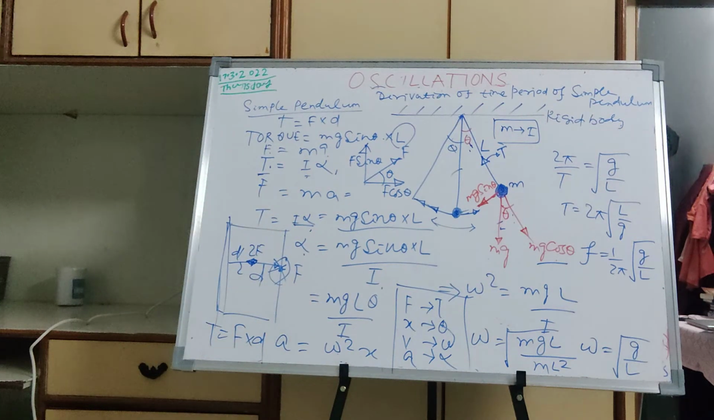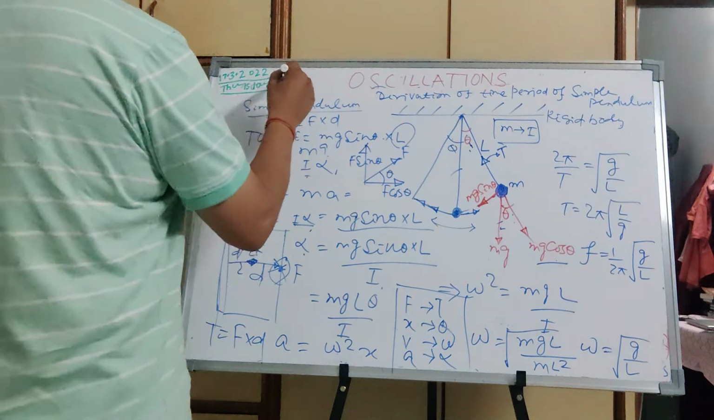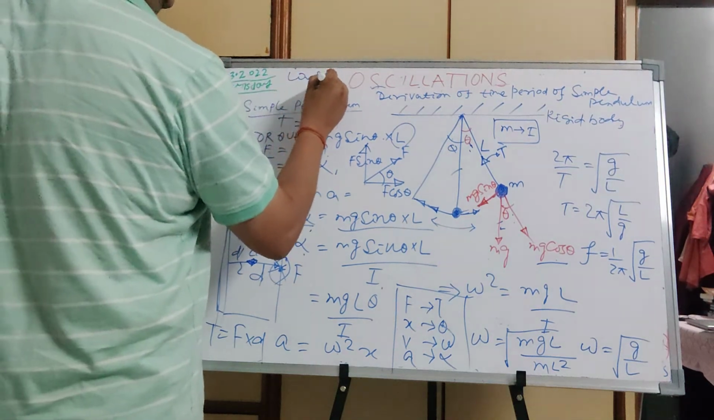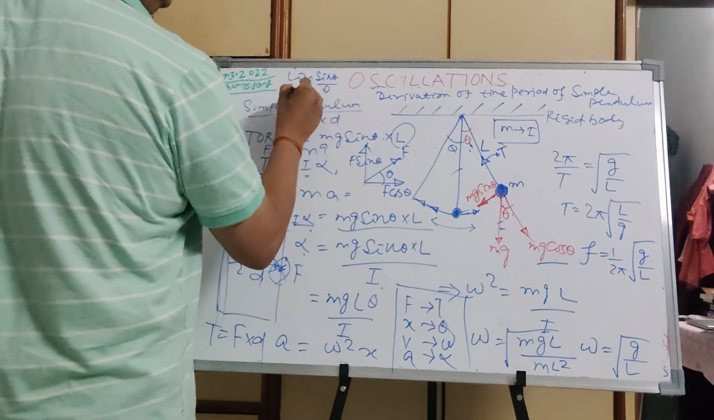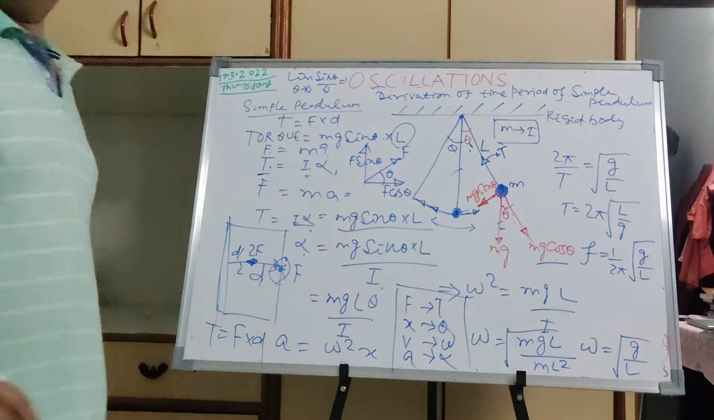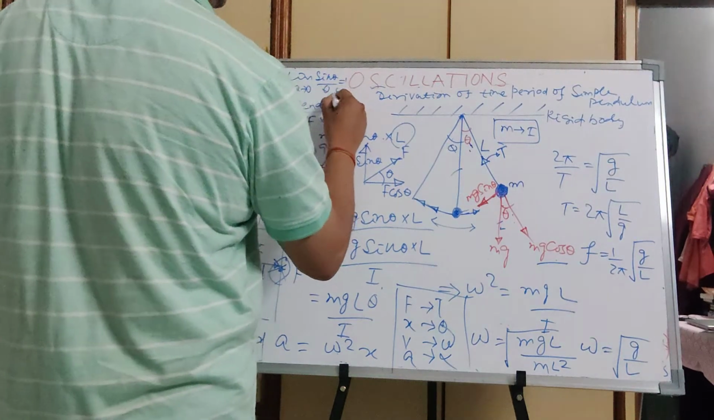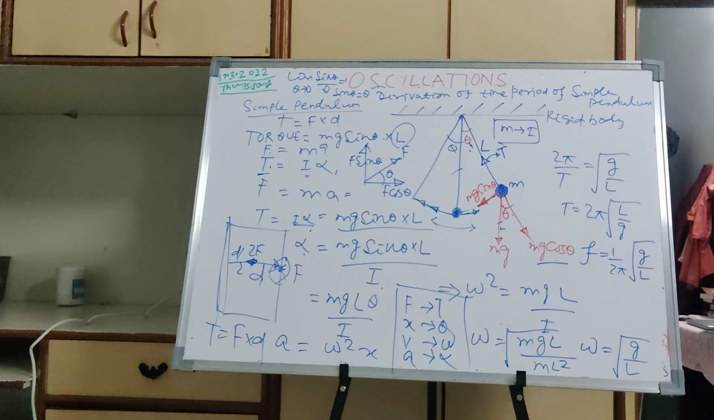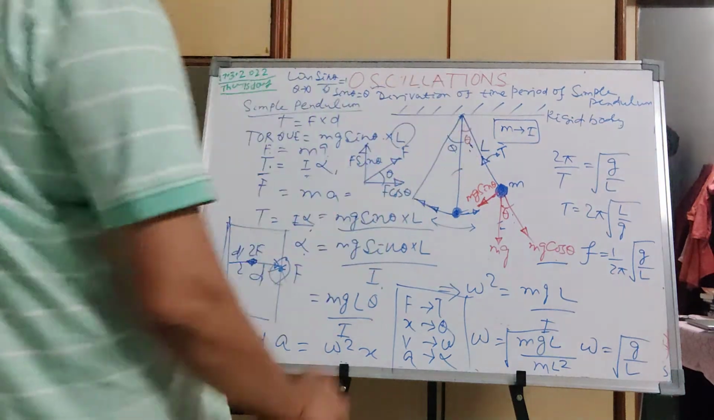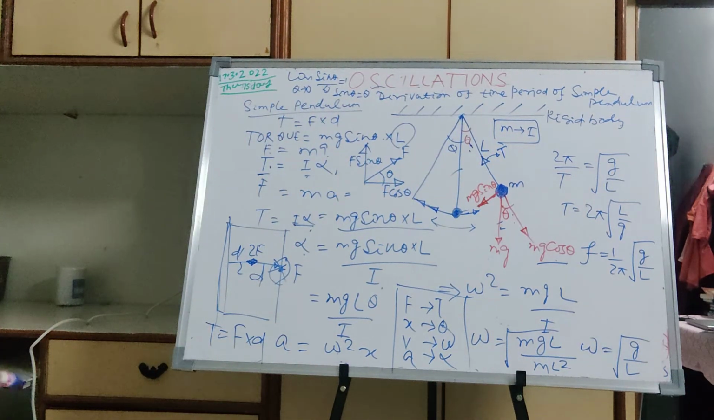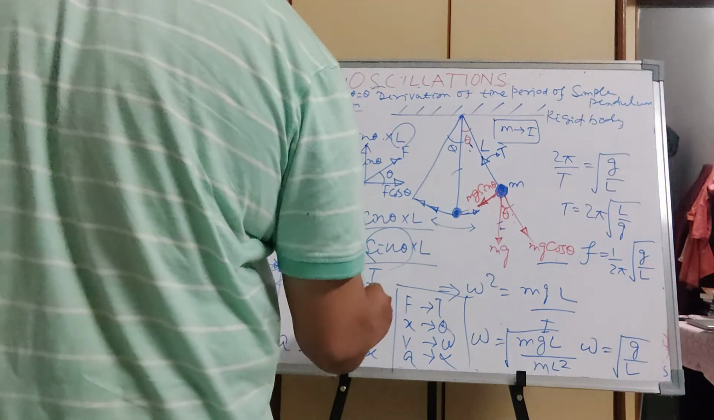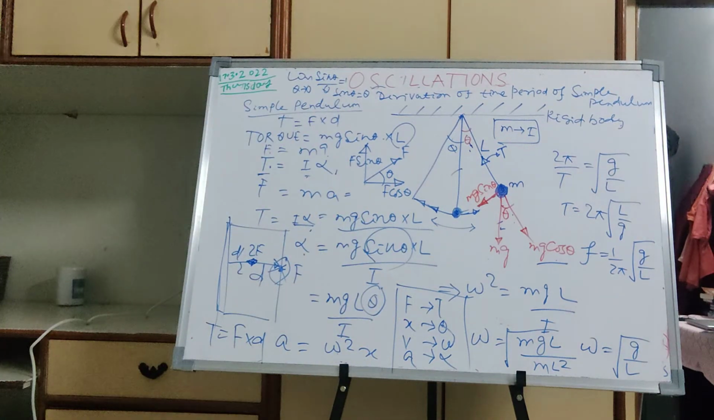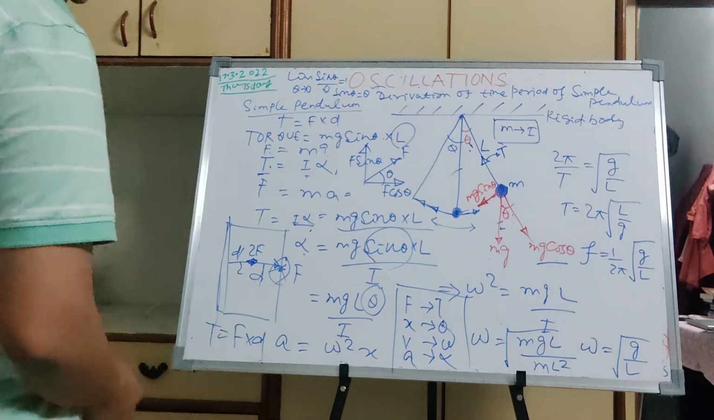So sin theta becomes equal to theta. You have studied the limit: sin theta by theta, when theta tends to 0, is equal to 1. Right? So when it becomes 1, that means sin theta is equal to theta. When the angle is very small, sin theta becomes equal to theta. In this case you can imagine the angle to be very small, so this sin theta you have written as theta. So alpha is equal to mgl into theta divided by I.